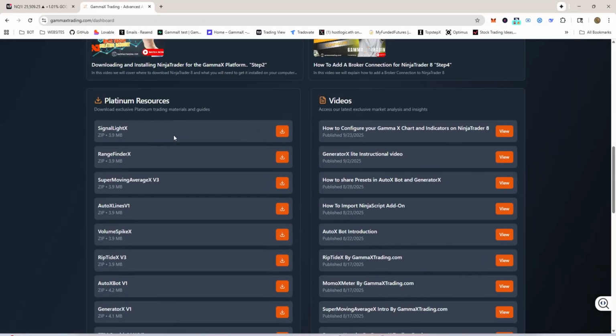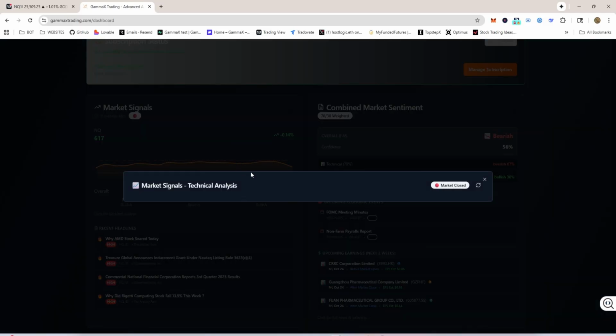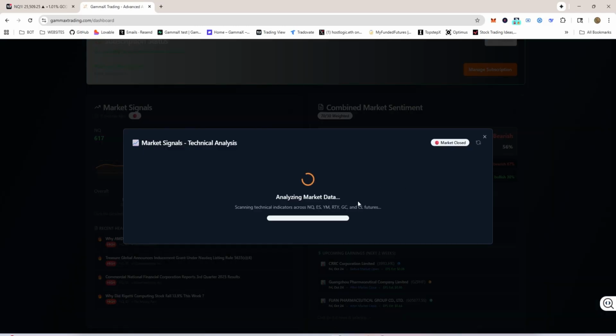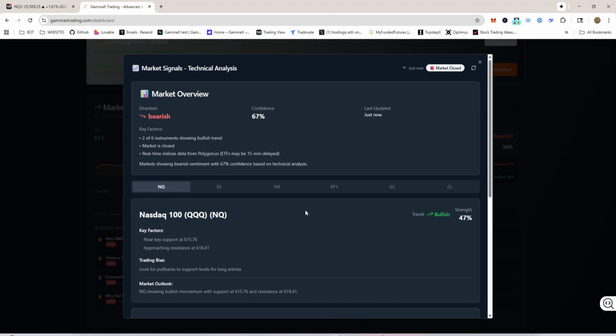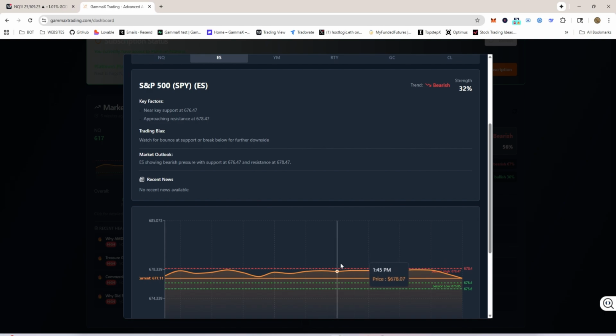But I wanted to put your attention to market signals and combined market sentiment, and how this works. So what I've done is you click this and you refresh the data, and it's going to bring up every major asset. Now these are tied to the relevant ETFs because that's just the way I was able to get it to work. But NQ is QQQ, ES of course is SPY, and they've got the same and similar levels, and that's really all that we care about.